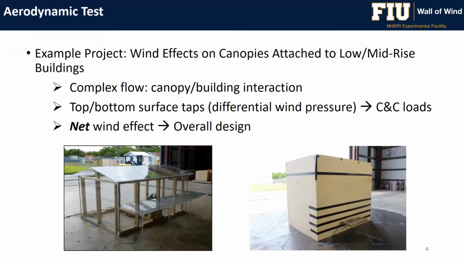I will start with the aerodynamic test. This is the most common type of test that we do in a wind tunnel and at the Wall of Wind. One example that I included here is related to the wind effects on canopies that are attached to low-rise or mid-rise buildings. This project was completed. Actually, there were different projects associated with this testing, but we have been doing that over a period of 4 or 5 years, and this was a very interesting codification study.